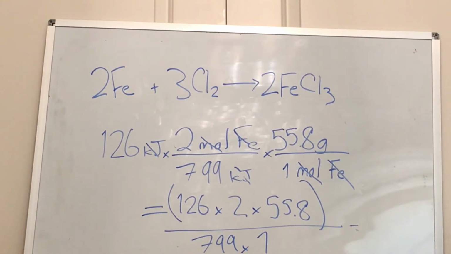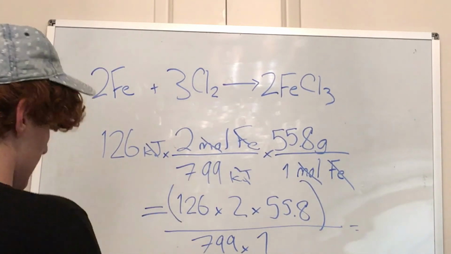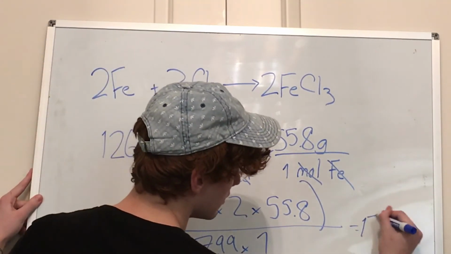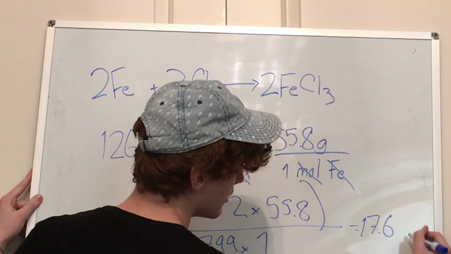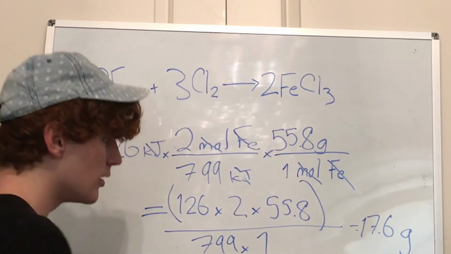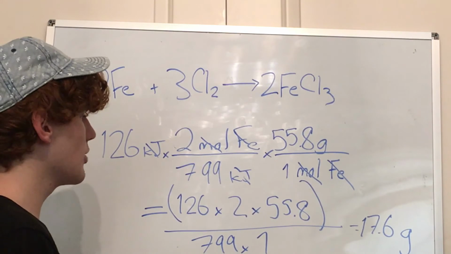126 times 2 times 55.8. All right. Divided by 799, and we can forget the times 1 because that's still going to be 799. And the answer you're going to get is something like 17.6 grams. All right, and then that's your final answer. That's all you have to do.